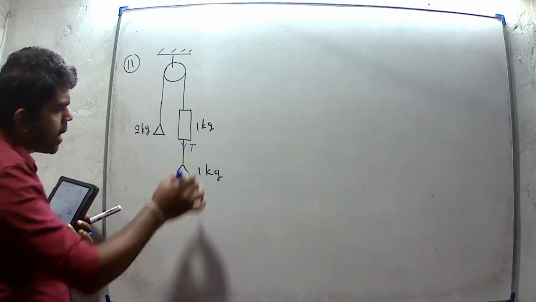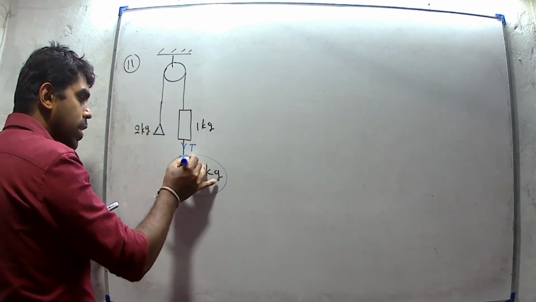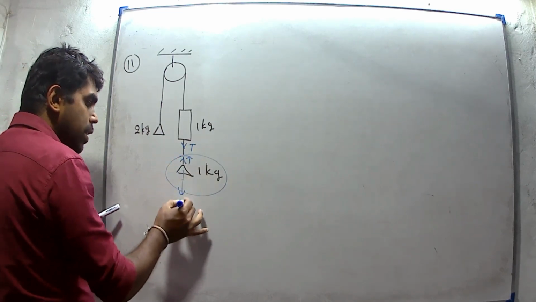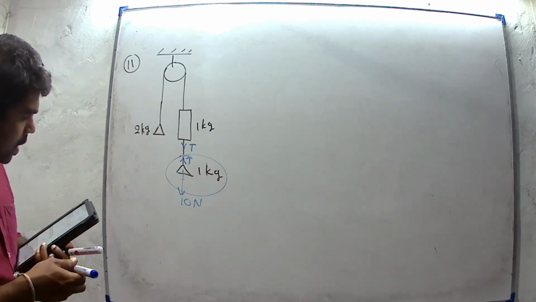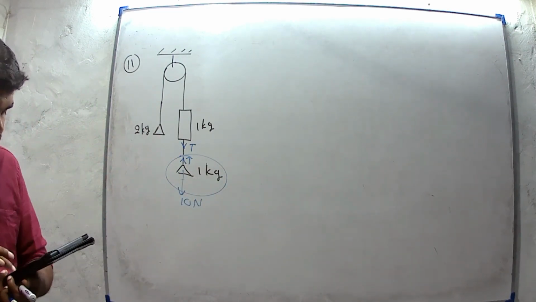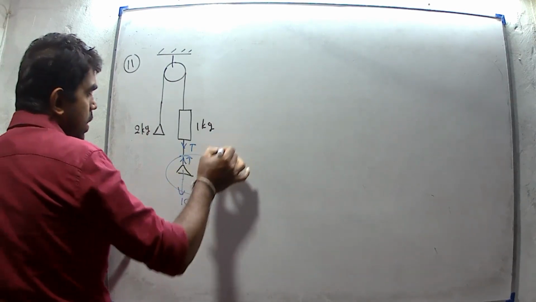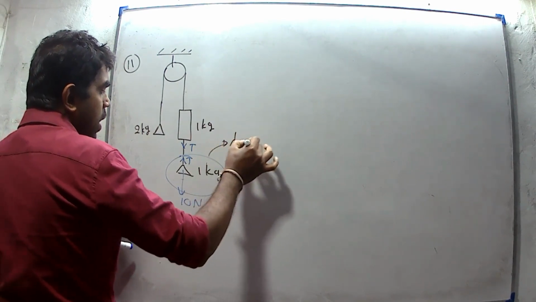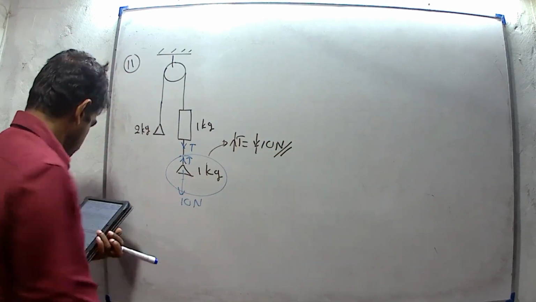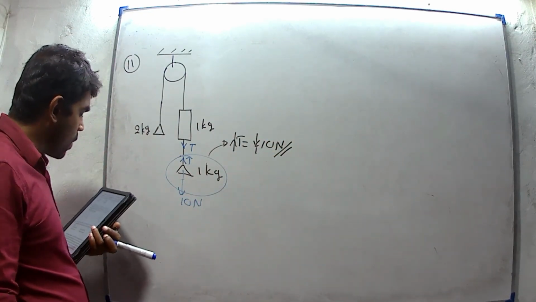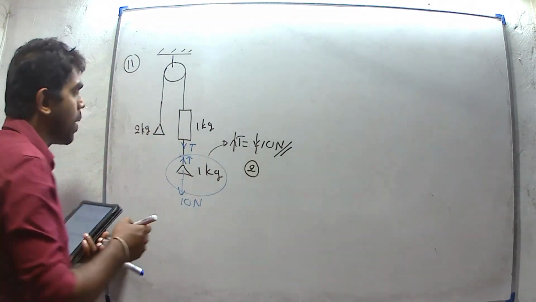When considering equilibrium of this 1 kilogram weight, there are two forces on it, upward tension and downward weight 10 Newton. There is an equilibrium. Therefore we can write upward tension equals downward 10 Newton. It is the reading. 10 Newton means 1 kilogram. Therefore answer 2 is correct for question number 11.